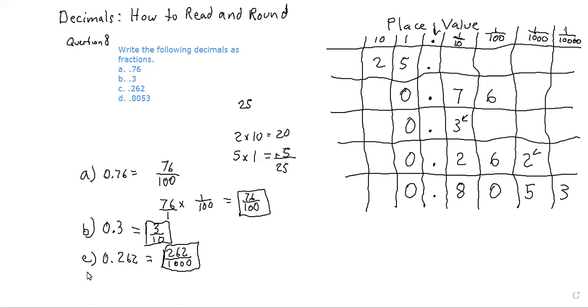And finally, we have D, which is 0.8053. All we have to do is write that in the place value table and see what the place value is for the last digit, which is 3 right here. It is 10,000. Then we just write that number, 8053, over 10,000. We write the place value in the denominator, and the number in the numerator of the fraction. And that's it. That's how you convert decimals to fractions.